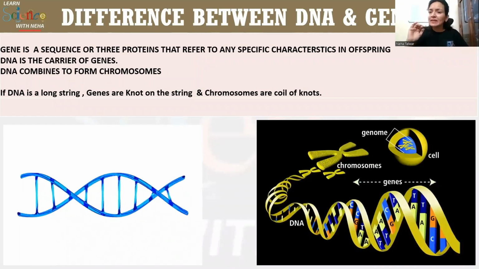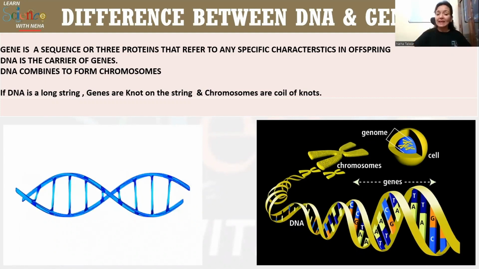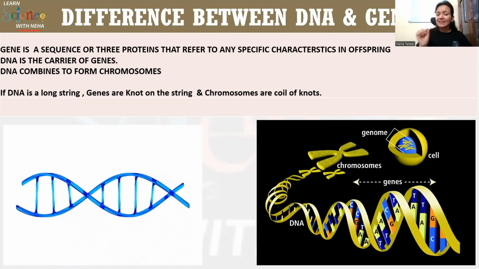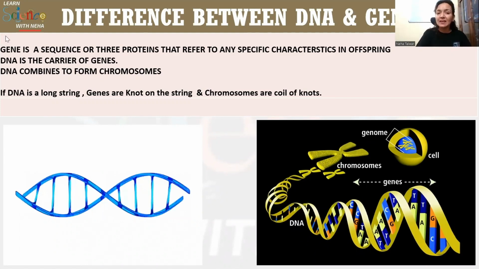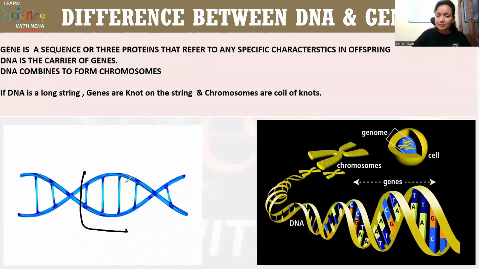What is the difference between DNA and gene? If you see here, you can see two strands are moving. These two strands are made up of DNA, and this ladder, if you are seeing, that is a gene. So gene is made up of a set of 3 proteins like this. This is protein 1, protein 2, protein 1, protein 2, protein 3, protein 4. They are random proteins. So a set of 3, a triplet you can say. This triplet will form one gene.